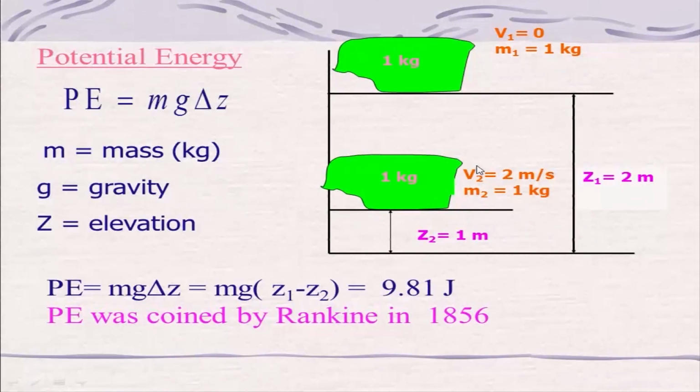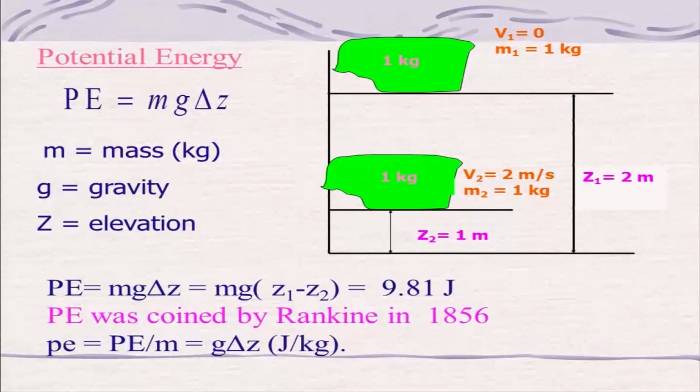So the potential energy was coined much later by William Rankine, who was a pioneer and one of the stalwarts in thermodynamics, in 1856. And of course the specific potential energy is nothing but your potential energy per unit mass, that is equal to g times delta Z, which is the change in elevation basically.